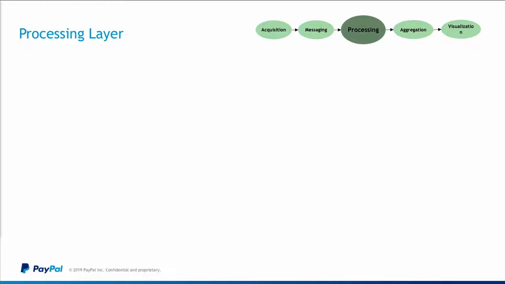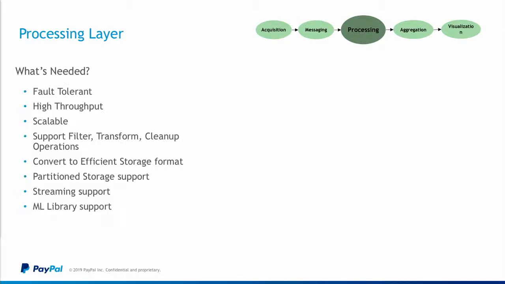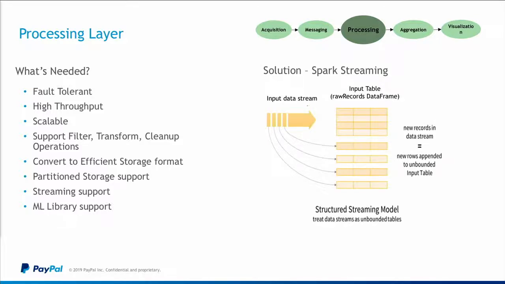What we do is further normalization to convert it from a totally unstructured format to a structured format. To do that, we wanted a framework that would be fault tolerant, high throughput and scalable obviously, but it should also support filter and transform operations. It should support multiple data formats in which we can write. It should also support partitioned data storage, and it should also support ML libraries. So the solution that we go for is Spark Streaming.